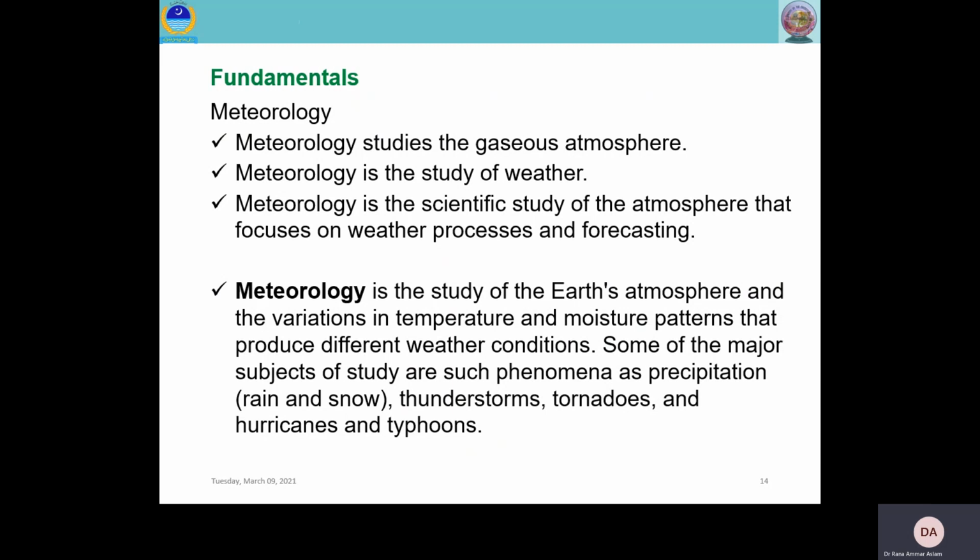The second thing is that it involves forecasting. So there are two things, recording and forecasting. These are the two prime roles, or major roles, of meteorology.